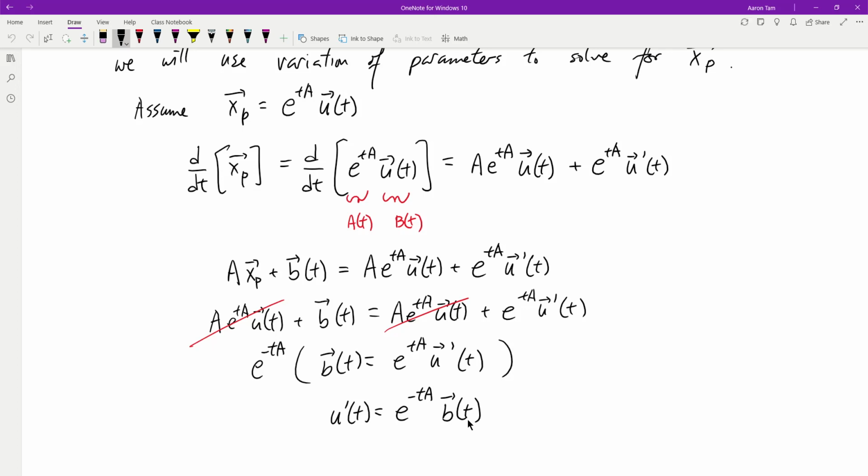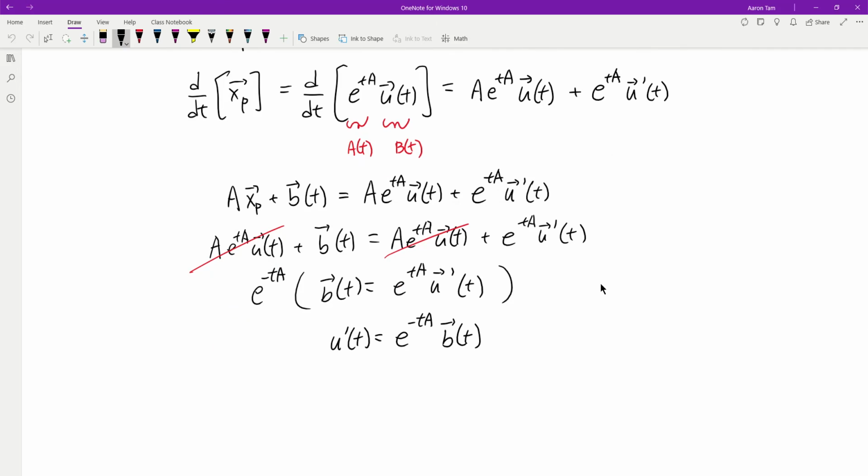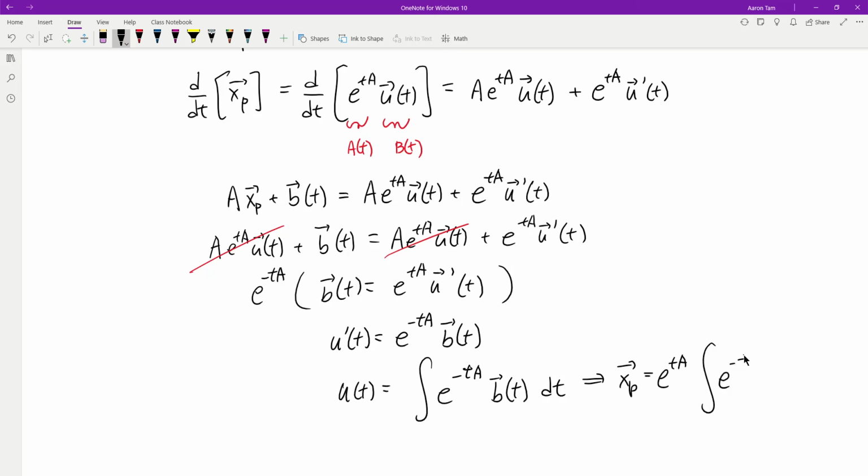And if that's what u prime is, then if I integrate this thing, I should get u. And if that's what u is, then vector x sub p would have to be e to the tA multiplied by the integral of e to the negative tA vector b of t dt, as we said in the theorem.